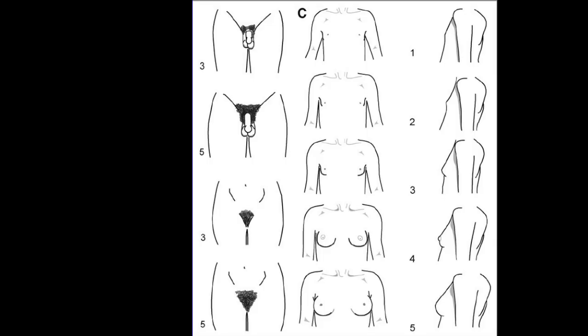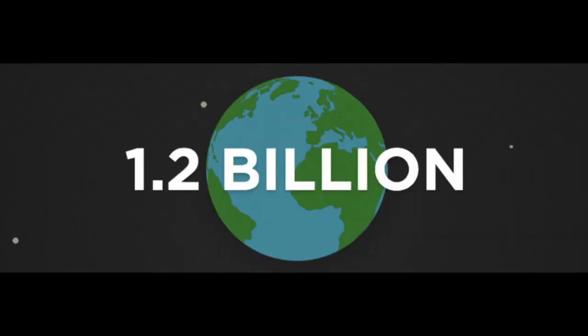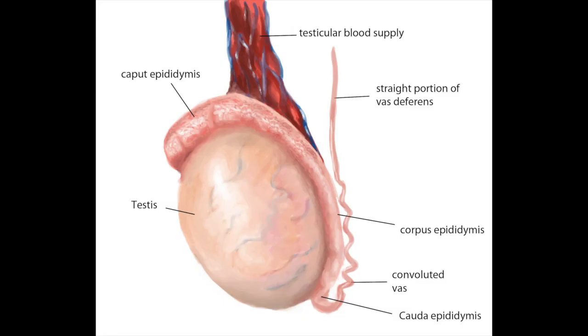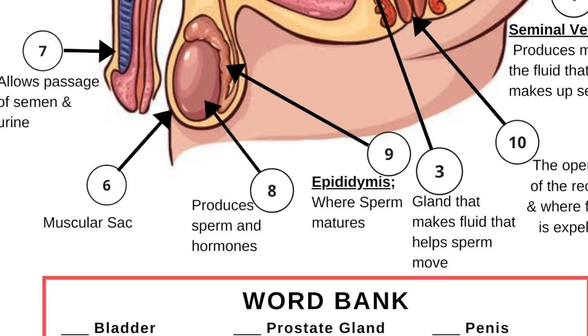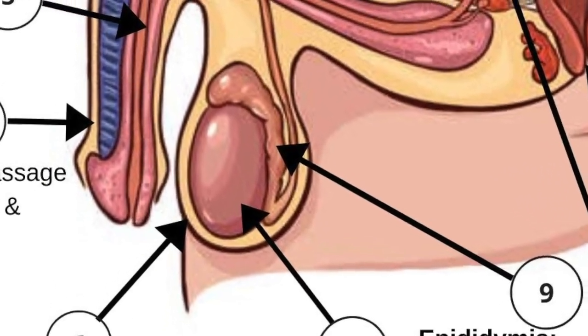Something that's kind of cool is that people with testes start producing sperm when they hit puberty and continue to do so into old age. Also, every time an ejaculation occurs, there's about 40 million to 1.2 billion sperm in each ejaculation. Next, number 9, which is another freebie. It's the epididymis. This is where sperm matures before it starts its journey to become semen.